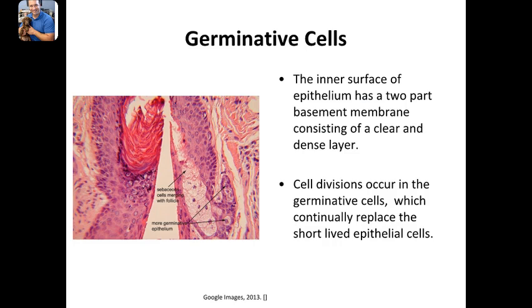There's germinative cells as part of your epithelium. I don't expect you to know too much about this other than cell divisions are going to occur here, and there's going to be a continual replacement of epithelial cells. Where are these germinative cells going to be located? Down by the basal lamina, the basement membrane. So this is the basement membrane as we saw in that previous image. All the cells are going to be on top of that, and this is the germinative layer. New cells to old cells, old cells at the tip of the arrow.